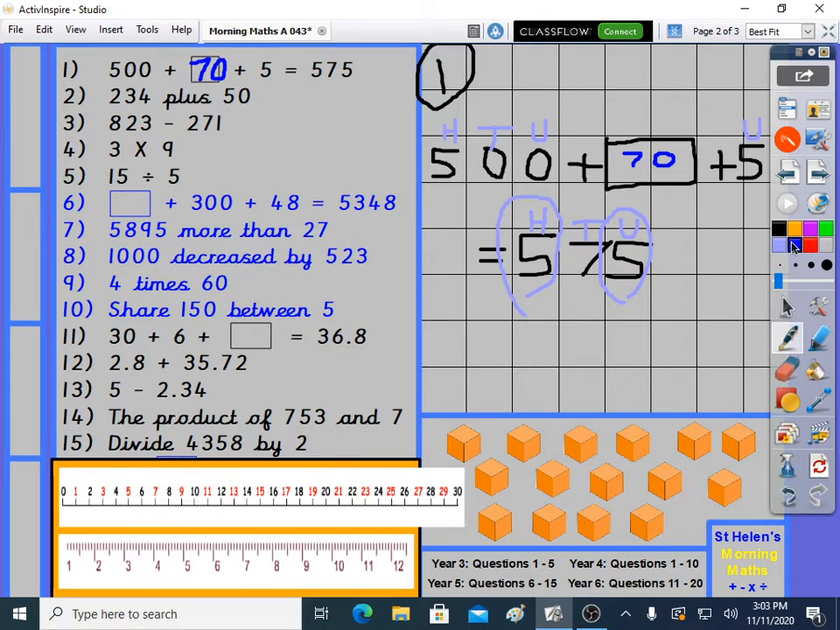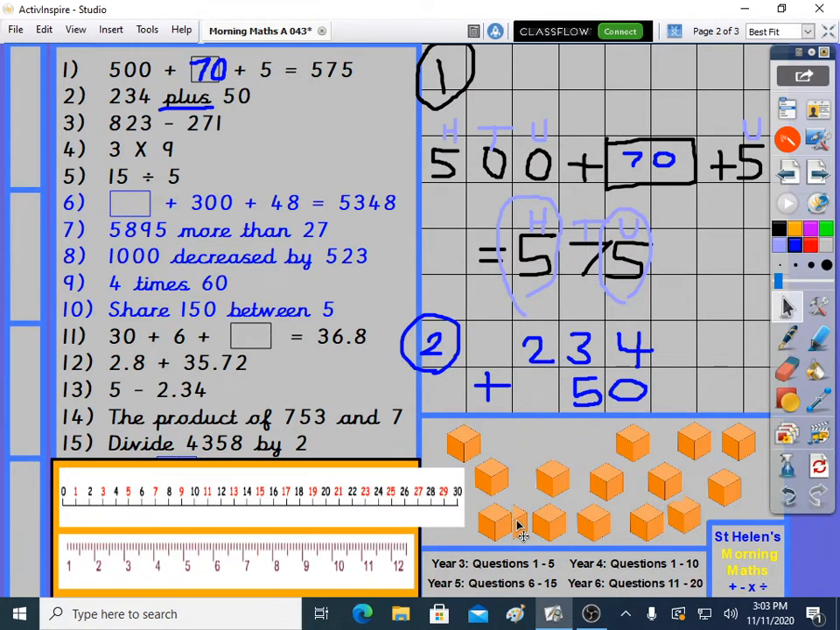And next is question 2. Column addition, 234, and it says the word plus, doesn't it? Which of course means plus or add. We're adding 50. Be very careful if you're lining up. You must line up down the right. So we have this little gap here, don't we? There's nothing here, not a 0, not anything. Just a little gap.